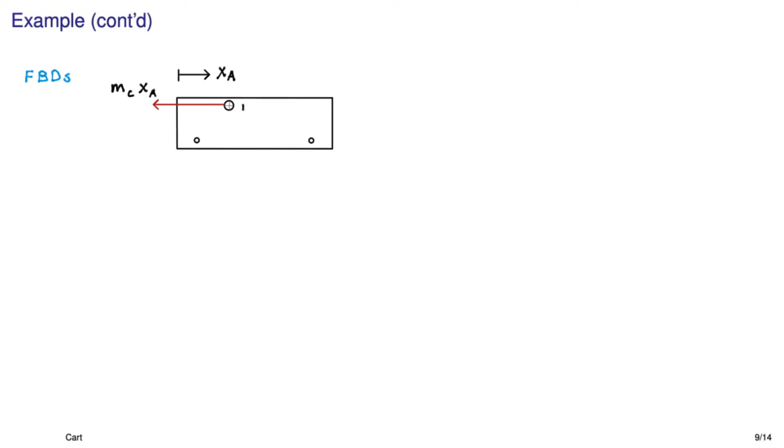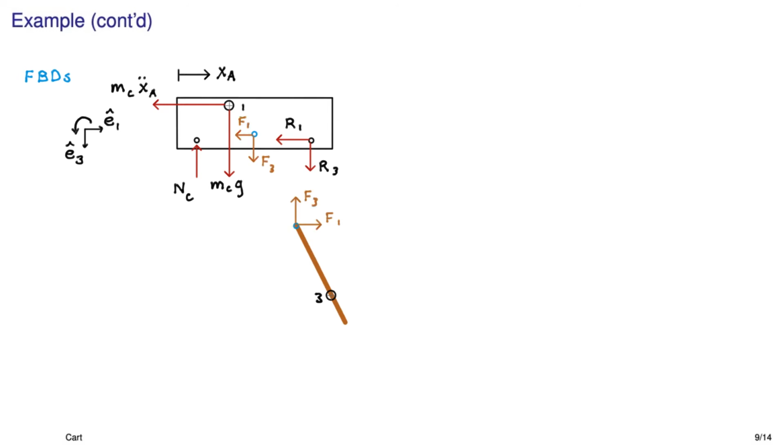So here's our free body diagram again for the cart, and now we just tack on the rod. Here's a free body diagram of it. There's our coordinate frame. And here's what we have to do for the rod. It introduces a new reaction force onto the cart, the brown one, F1 and F3. And I have it equal and opposite on the rod.